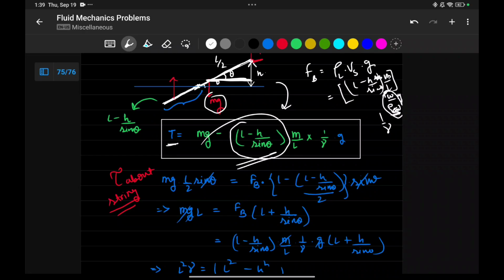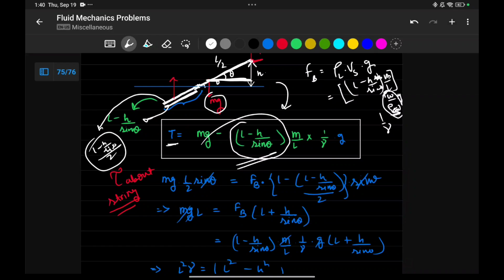Now, if this length is this, what is this length? This part is L minus h by sine theta. So this particular length would be L minus h by sine theta, by 2, as the buoyant force will be working at the exact midpoint of the length submerged.